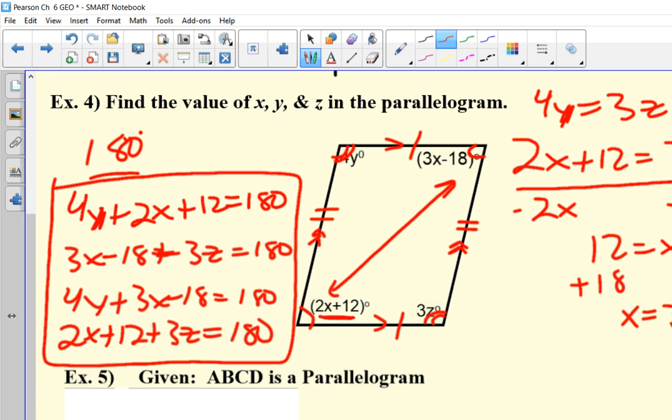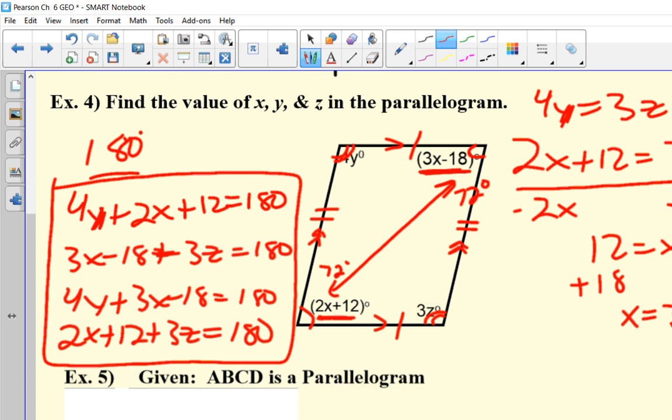So I go down here, I put 30 in for x. So I get 2 times 30 is 60, plus 12 is 72 degrees. Okay. Go ahead and plug it in over here where the other x is. 3 times 30 equals 90. 90 minus 18 also gives me 72 degrees, and it should be because they're opposites and they got to be equal. Okay, so there you go.